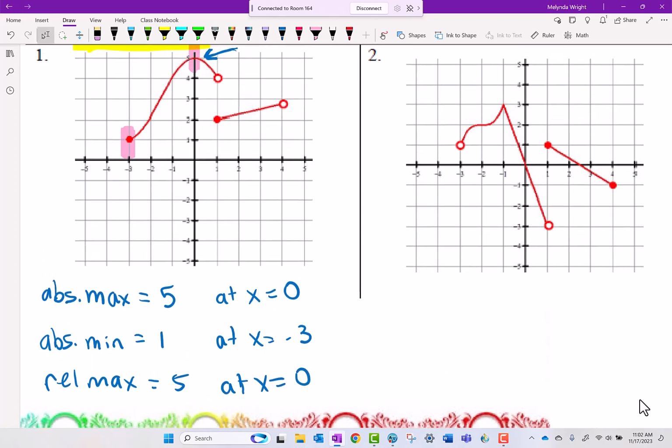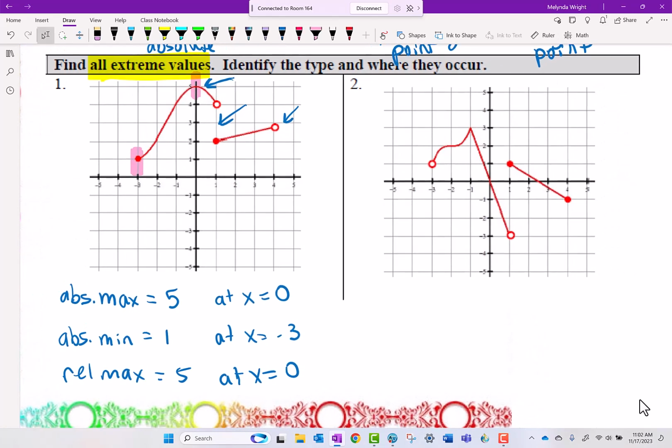Do we have a relative min? We really don't. We don't know what's going on on the other side of that point at x equals -3. And it's not continuous, so it doesn't have to satisfy the extreme value theorem. If the extreme value theorem was satisfied, we would have to have an absolute max and absolute min. But it's not, because it's discontinuous right here, and it's got a hole right there. So this one is a little bit weird. Okay, are we okay with number 1?